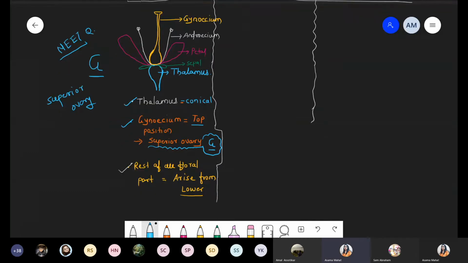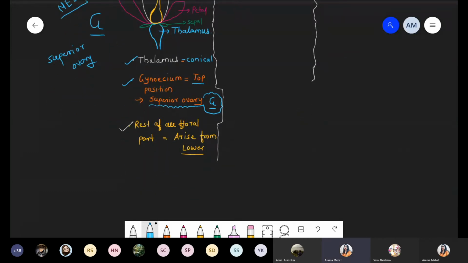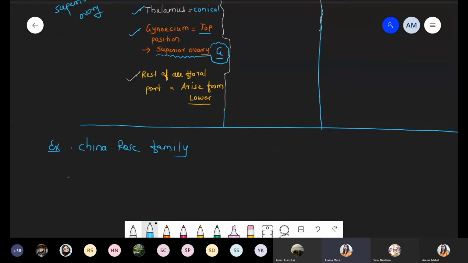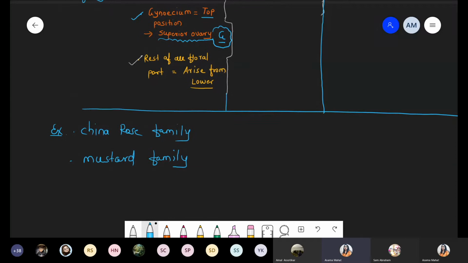Chalo. So now the next point we are talking about is examples under the hypogamous condition. Simply write down the first example: China rose family. This belongs to the hypogamous floral condition. Another is the mustard family, Brassicaceae. These also belong to the hypogamous condition.